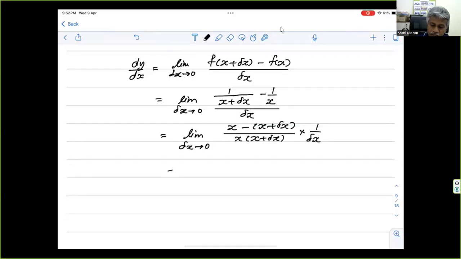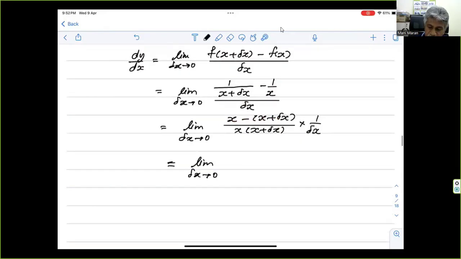Okay, and then we expand the function there, so you will get limit delta x approaches 0. So here x minus x will disappear. You get x minus delta x, so in the end, you'll have only delta x at the top there. And then the bottom will remain the same. You can multiply the x inside there, you'll get x squared plus x delta x. Okay, so multiply by 1 over delta x.